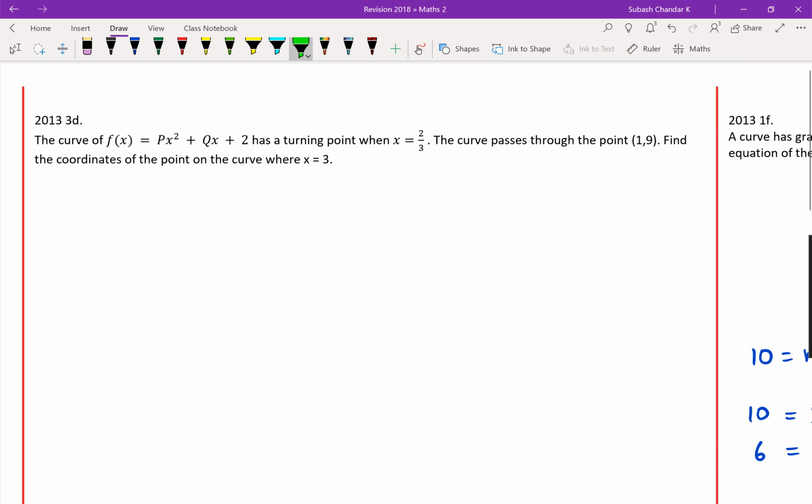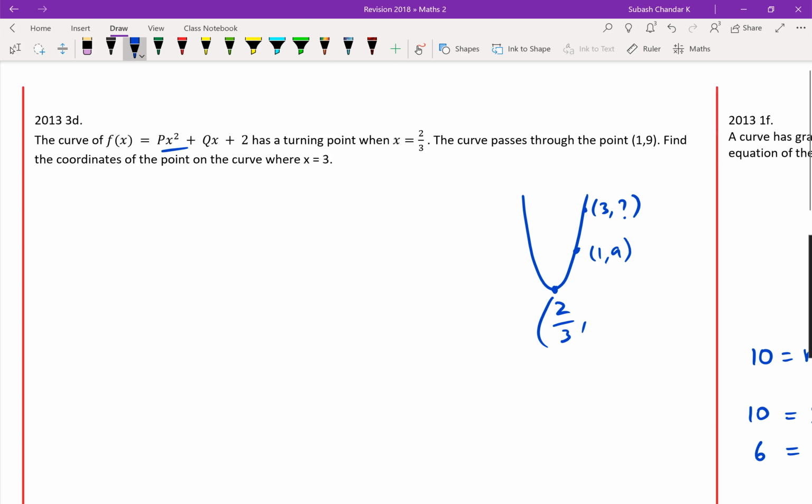All right, guys, so the last question here, we've got a curve, which is a parabola, because that's x squared. So we know that the parabola is going to look like this. It says it has a turning point when x equals 2/3. So that's the turning point there. The curve passes through 1, 9. So this point here, we could say that it's 1, 9. And it's saying find the coordinates of the point when x equals 3. So we've got 3 here, and we're trying to figure out what that is.